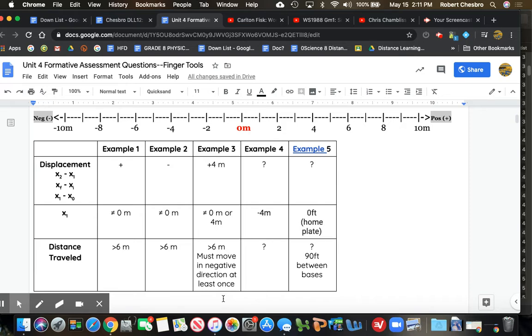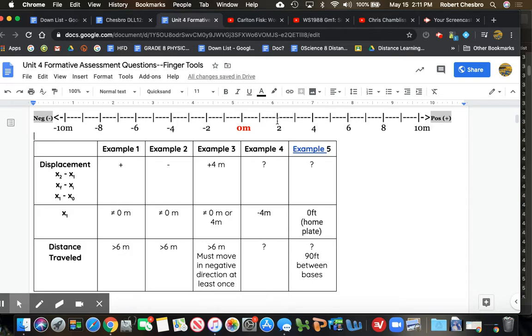Okay, you're back. So pick a starting location, maybe here. You have to move more than 6 meters. You have to move in the negative direction at least once. And you can't start at the 0. You can't start at the 4. And you must be 4 meters away from where you started when you're done moving.